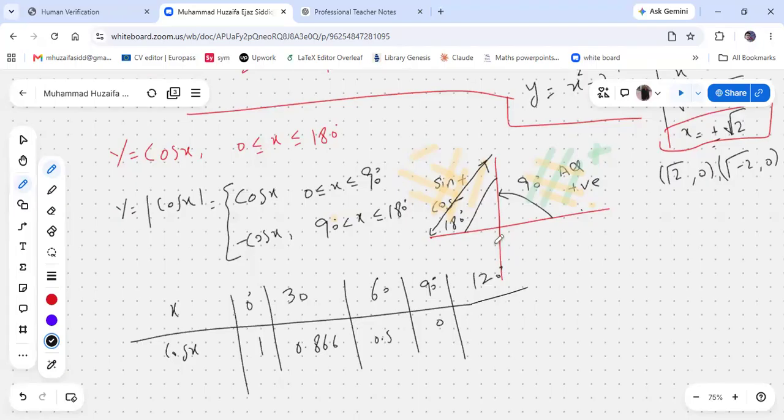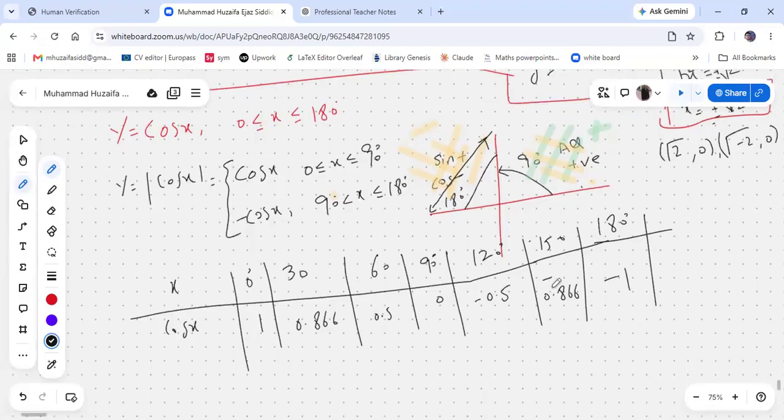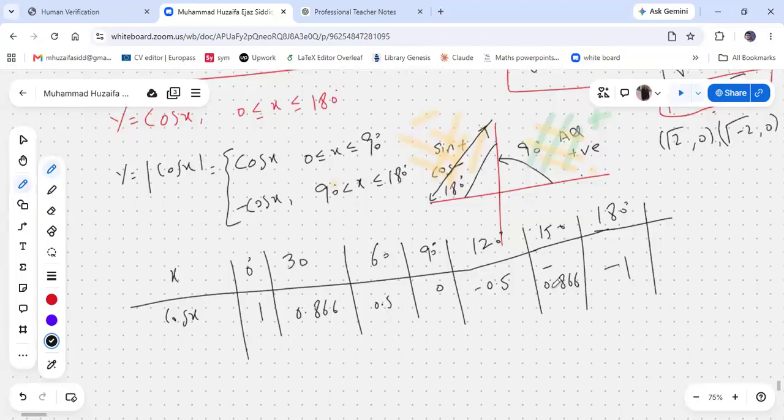Same for the 120 angle. When we move at this time, this gives us minus 0.5 or minus half, and at 150 this gives us minus 0.866, and same for 180 degrees. At 180 degrees, this gives us minus 1. Okay. Is there any confusion regarding this problem? No, sir, no confusion at all.